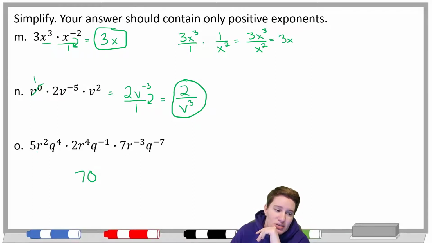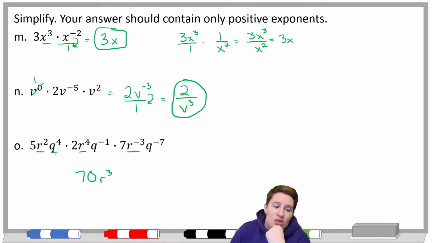Then we check out the r's and we say, well, I can combine these r's by adding their exponents together. So I can do 2 plus 4 plus negative 3. So that's 6 plus negative 3, which gives us 3. So this will be r cubed, or like I like to say, r cubed, like a pirate.